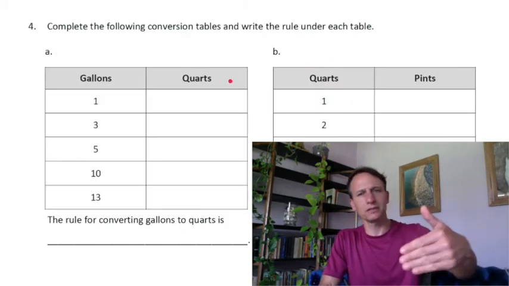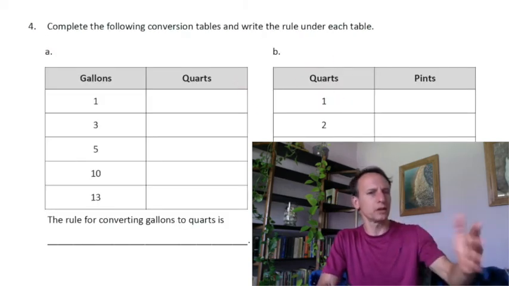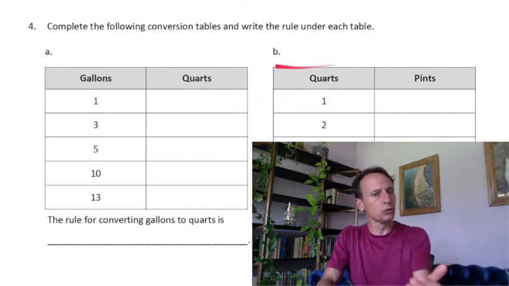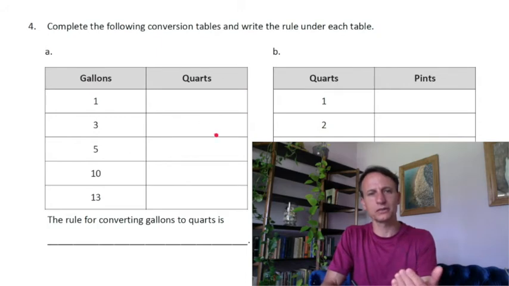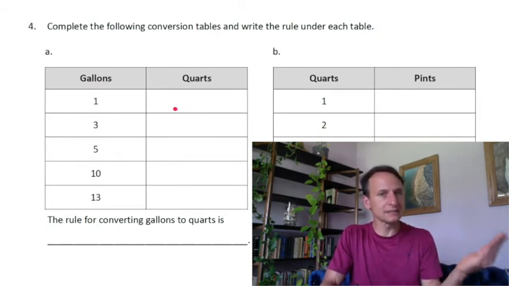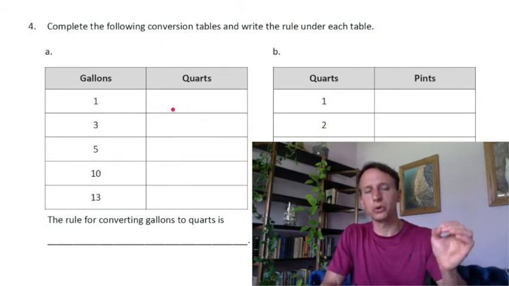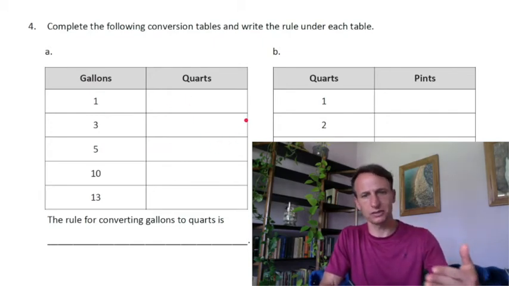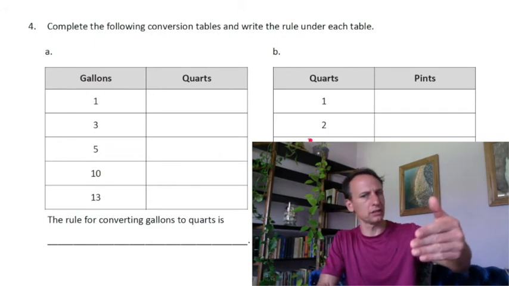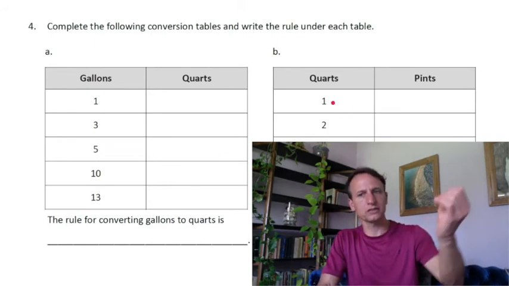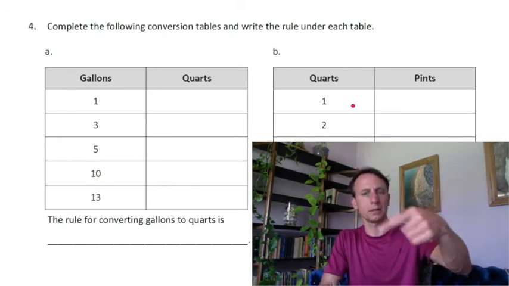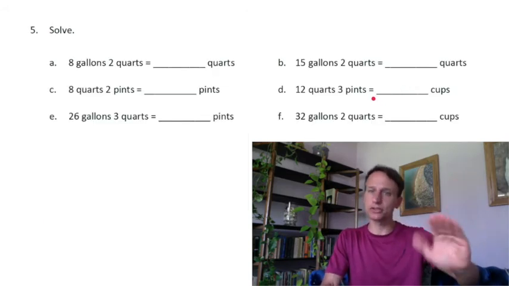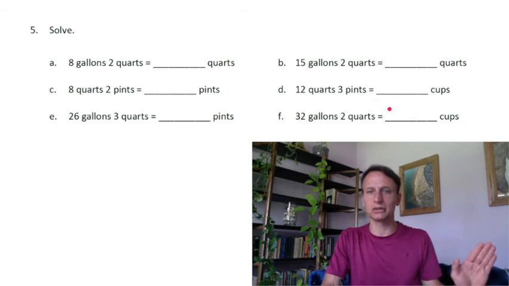Same as we did in lesson 1, where you have an abbreviated form of the chart to fill out. The rule for converting gallons to quarts would be gallons times 4 quarts per gallon. That's how I have my students fill in that blank. And then here, think, quarts times how many pints per quart. So that's what you do there. And then you're just doing straight on mathematical conversions.